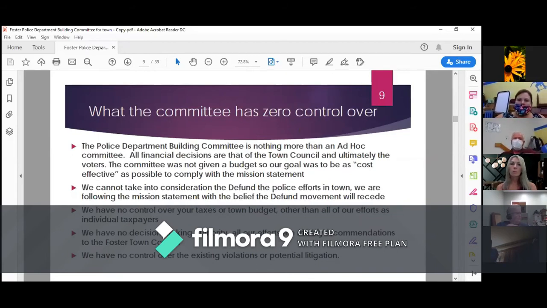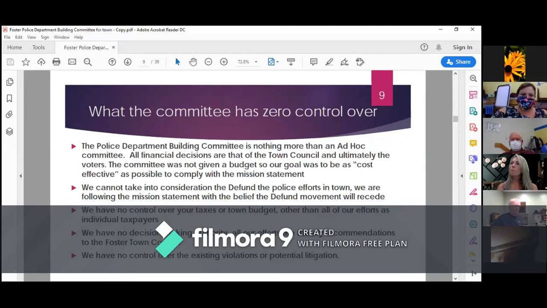Okay, so the committee, what we do and what we don't have control over, again, going back to the mission statement, we're an ad hoc committee. So our goal was to get to a point that we could provide good, solid information to the town council so they could make a good decision for you, which is ultimately the voters, obviously. That's the way every town would do it.